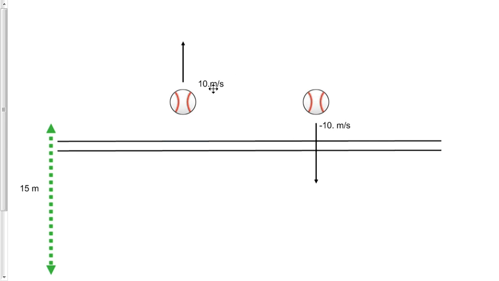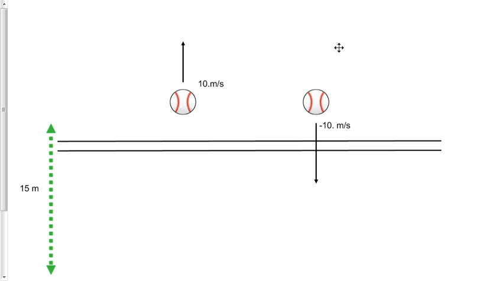A ball is thrown upwards at 10 meters per second, another one downwards at minus 10 meters per second, off of a 15-meter platform. Our job is to figure out the velocities of both balls when they hit the ground and the difference between the time when they each hit the ground. Let's get started with what we know.